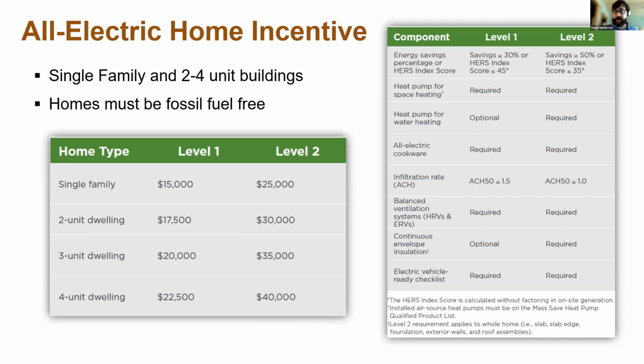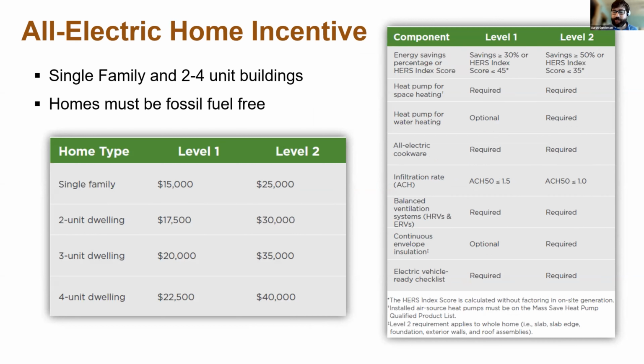Just this year, Mass Save rolled out incentives for 1 to 4 units. So remember, those were 5+ units. This is now 1 to 4 unit residential housing. And these incentives are based on going all electric. So rather than requiring passive house, they're requiring various steps to electrify the house. So you can see they have 2 different sets of savings there, level 1 and level 2.